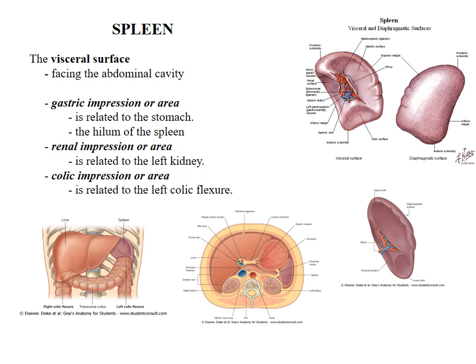Then renal impression. Renal impression is the lower part of the visceral surface. It is in relation with the kidney. This is the renal impression. This is the left kidney, and also colic impression, which is in relation with the left colic flexure. This is the left colic flexure. This is the gastric impression, and it is in relation with the stomach. Then renal impression with the left kidney, and colic impression with the left flexure of the colon.